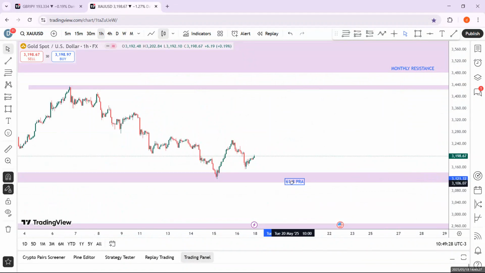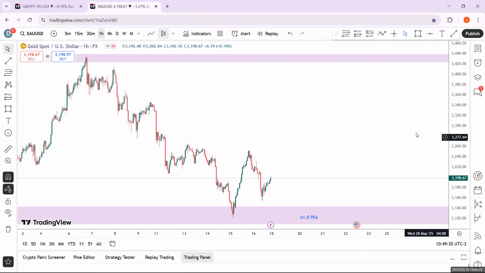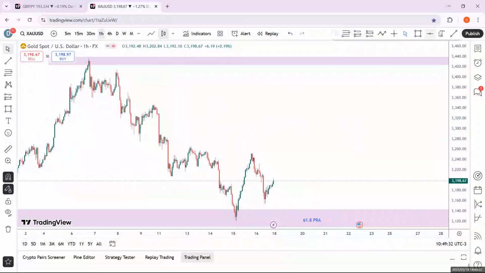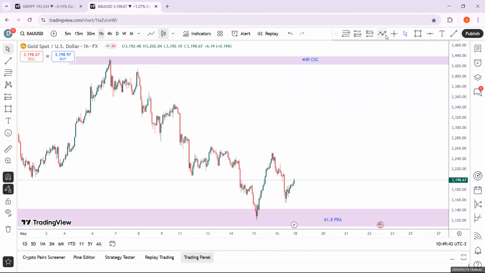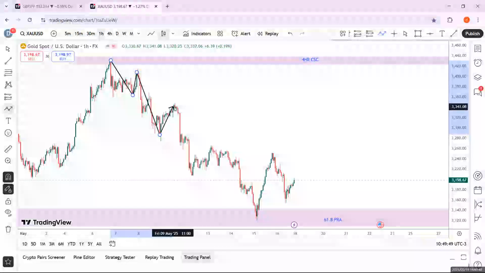So we'll take this as 61.8 CSC. Let's take this as 4 hours CSC. So now let's see if we can see a closer CSC on the 1 hour time frame. From here we saw prices make push to this level, made an exhaustion, push to this level, made an exhaustion.